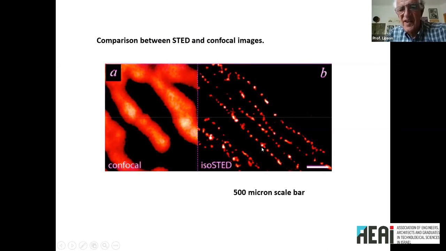So these here are about, something like about 20 microns, 500 microns. No, that I don't understand. This is 500. These must be much smaller. So I'm not sure this is correct now I think about it. Anyhow, you can see that you get much, much higher resolution using the STED system.